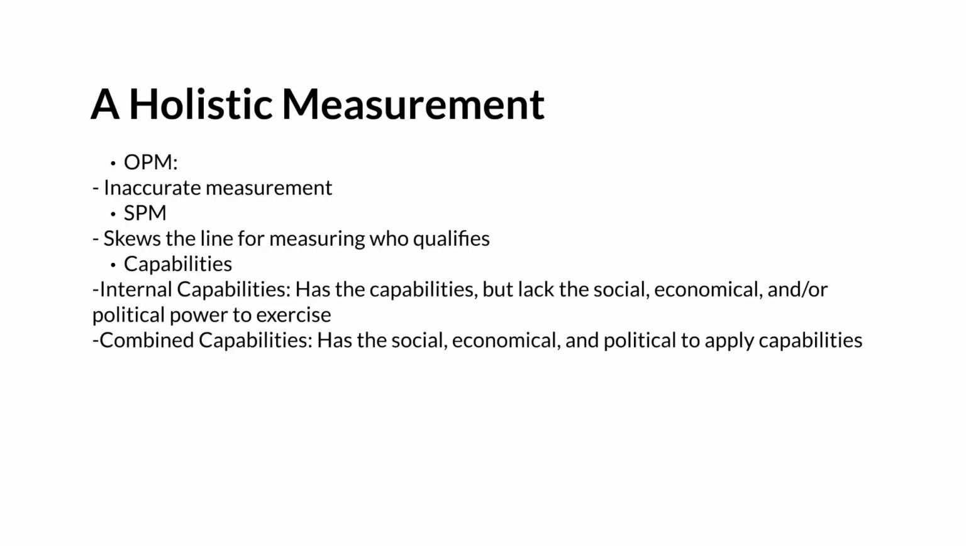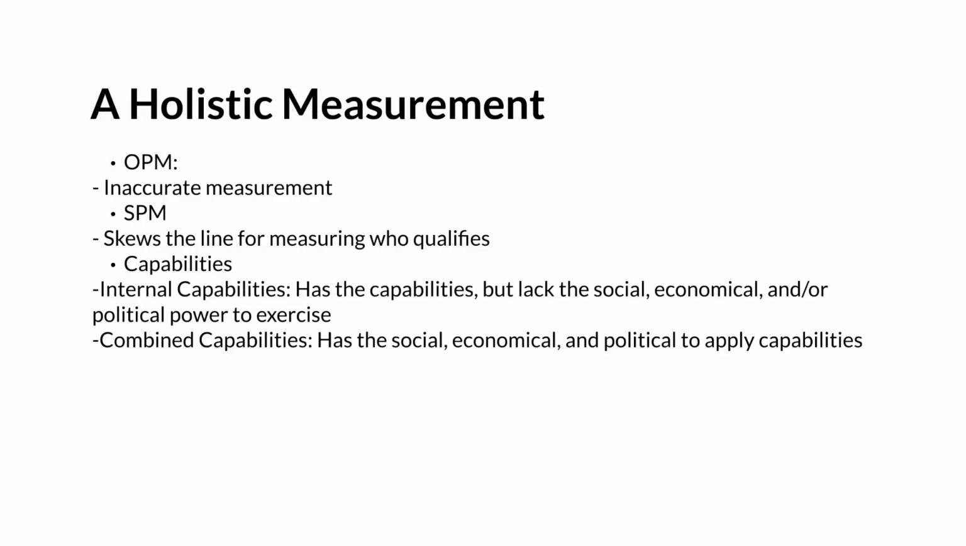Our approach of a holistic measurement holds that both the OPM and SPM do not provide an accurate measurement. The OPM's lack of geographical inclusion, relative expenditures, and other materials such as assets creates inaccurate measurement and does not allow it to create a holistic measurement of a person. While the SPM, although it does account for some relative expenditures, doesn't allow us to see a clear line on who still qualifies for government assistance, because it is still taking into account the government assistance.